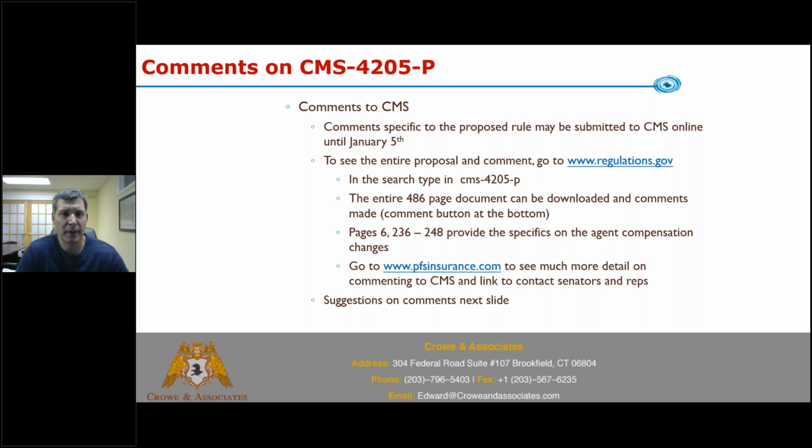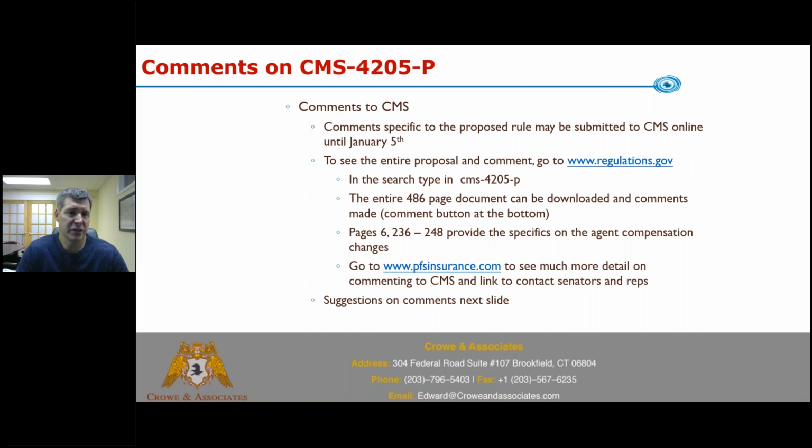But what you do is there's a search bar, and in that search bar, type in CMS-4205-P. That's this proposal's code. Put the hyphens in, because if you don't put in the hyphens, it doesn't come up sometimes. So put that in the search bar, and you can search the document. The entire 480-page document will come up, and you can look at it, and there's a comment when it comes up 3 times. Look at the middle one. It's like a hyperlink to the whole proposal if you want to look at it. So if you look at the middle one, there's a comment button right on the comments, and right on the proposal, and you can click that and submit a comment.